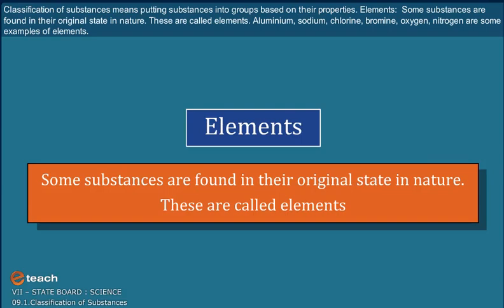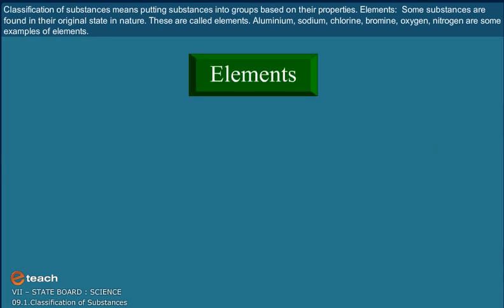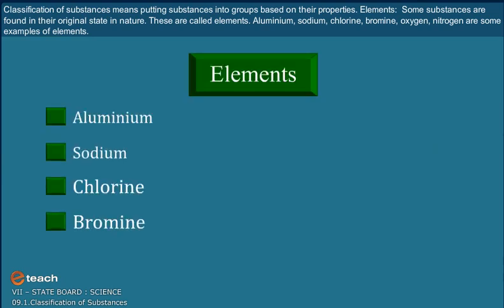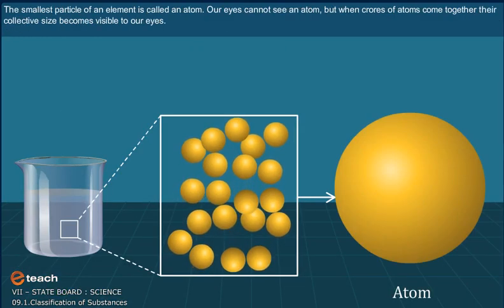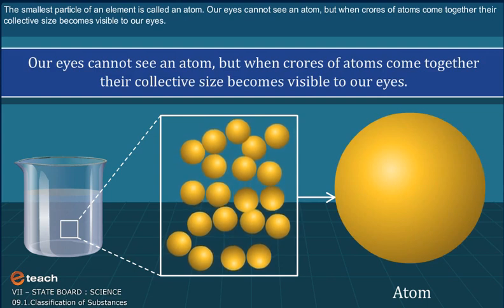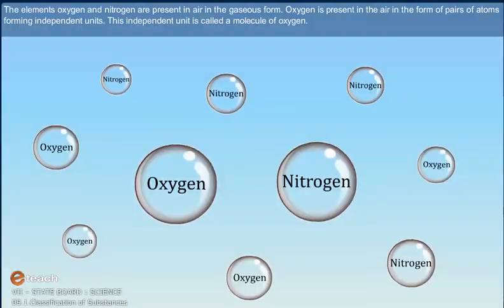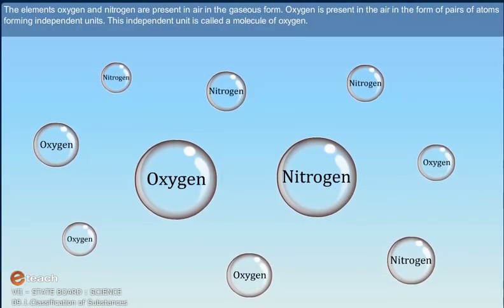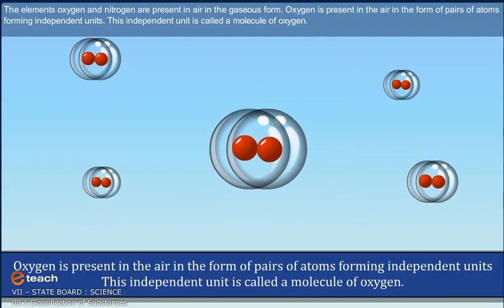Elements. Some substances are found in their original state in nature. These are called elements. Aluminium, sodium, chlorine, bromine, oxygen, nitrogen are some examples of elements. The smallest particle of an element is called an atom. Our eyes cannot see an atom, but when crores of atoms come together, their collective size becomes visible to our eyes.